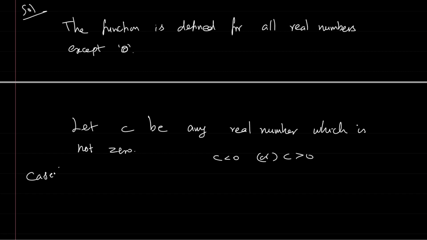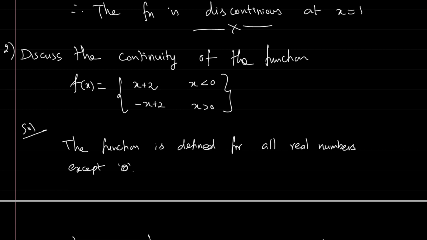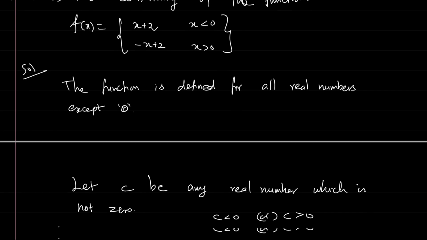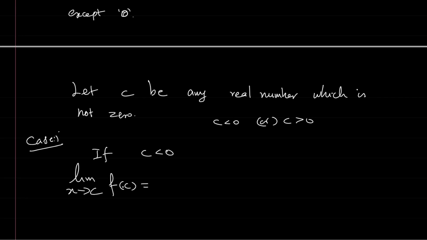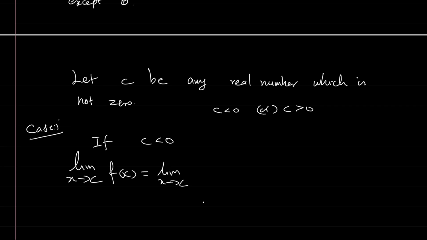Let me take case 1. If c is less than 0, then what about the limit? Limit x tends to c of f of x, what about c is less than 0? It will take the function x plus 2. Therefore, since c is less than 0, the function will take the value x plus 2. So when you replace x by c, you will get c plus 2.